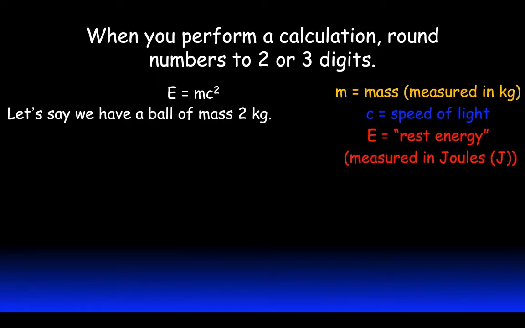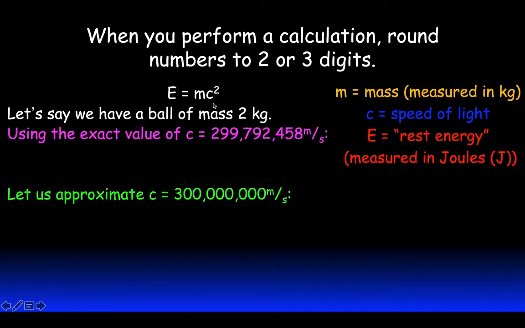So when you perform a calculation, round the numbers you're working with to 2 or 3 digits. I usually go to 3, but you could do even 2, that's just fine. So as an example, let's suppose we have a ball that has a mass of 2 kilograms. So I'm going to plug this ball in. My mass is 2 kilograms. C is the speed of light. We're going to use the exact value of the speed of light in magenta. We're going to use the approximation for the speed of light down here in green. And let's see what happens.